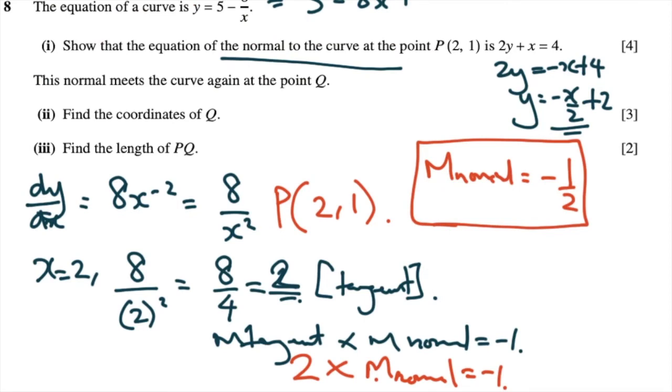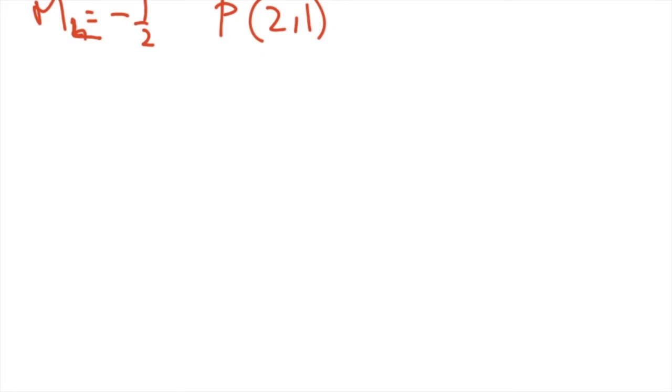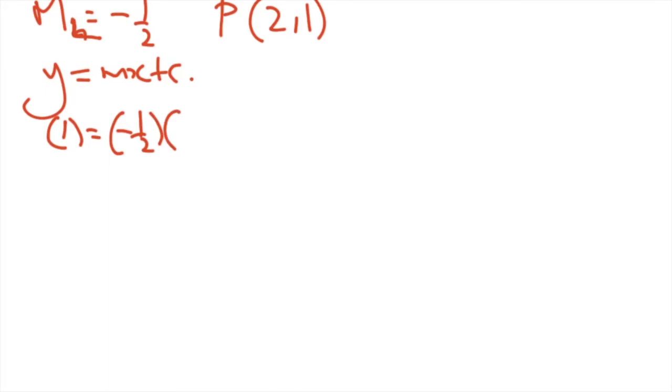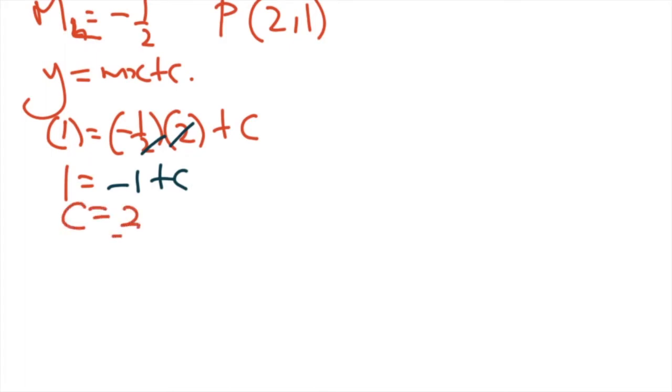So show that the equation of the normal. First of all, find the equation of the normal. So y equals mx plus c. This is the general formula to find an equation. Plug in your values. So y equals positive 1 and the gradient is negative 1 over 2. That's the normal gradient. And then the x coordinate is positive 2, plus c. So 1 equals negative 1 plus c, so c equals positive 2.